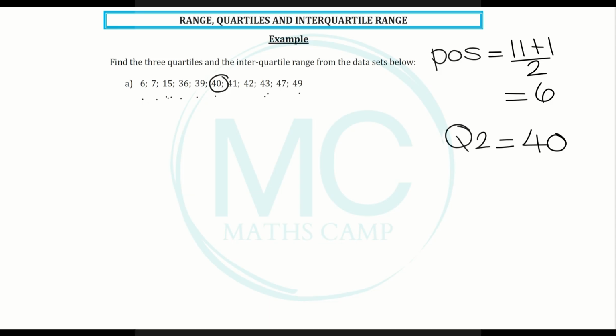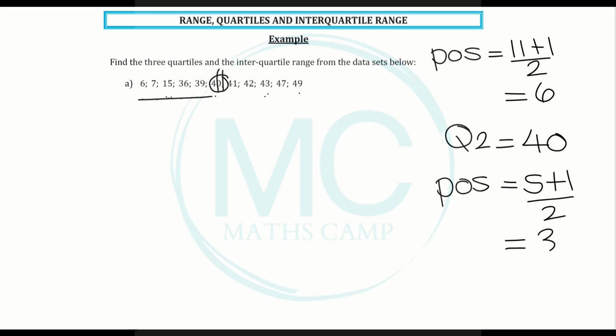Because 40 is an actual value in my set, I will not include this when I'm looking for my upper and lower quartiles. On either side of the median, I have 5 data values. So to find the position, I can say position is equal to n, which is now 5, (5 + 1) over 2. 6 divided by 2 gives me 3. So from the far left side, I count 3 places, 1, 2, 3, and I see that Q1 is 15.